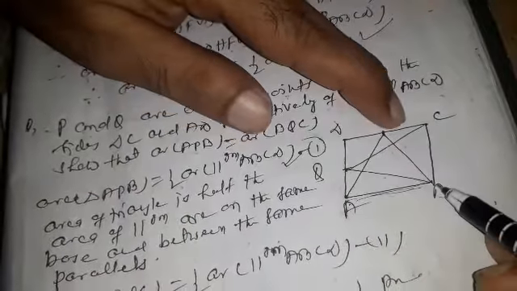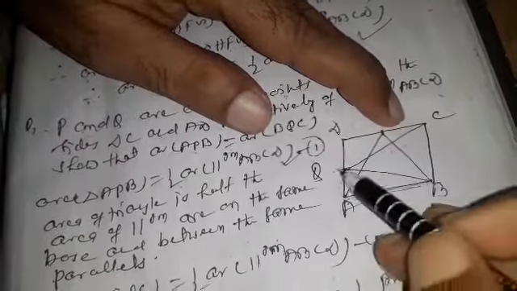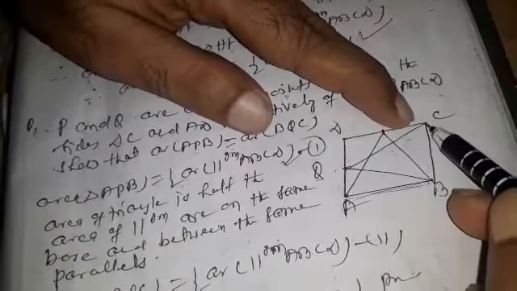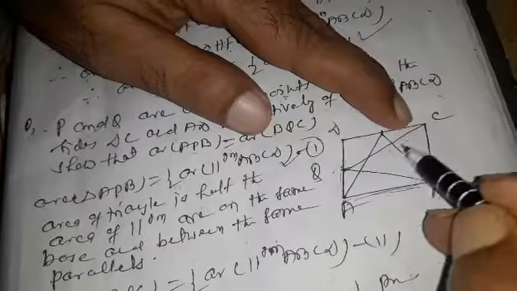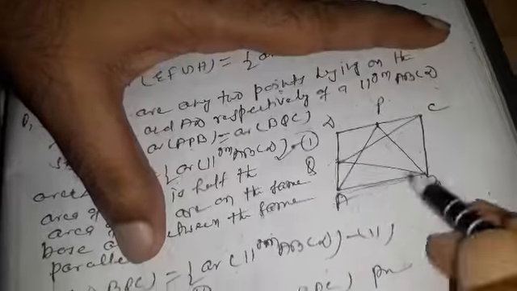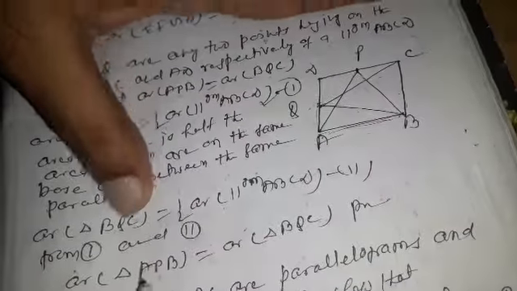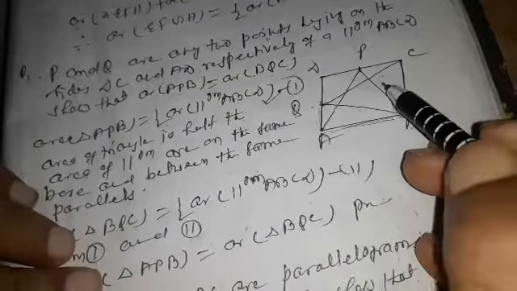Similarly, area of triangle BQC also is on the same base and between the same parallels. So area of this triangle also will be half the area of this parallelogram. So area of BQC also is half the area of parallelogram ABCD. From first and second, we can say that area of triangle APB and area of triangle BQC both are equal, because they are each equal to half the area of parallelogram.